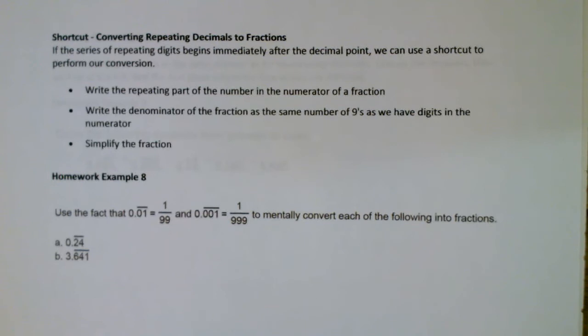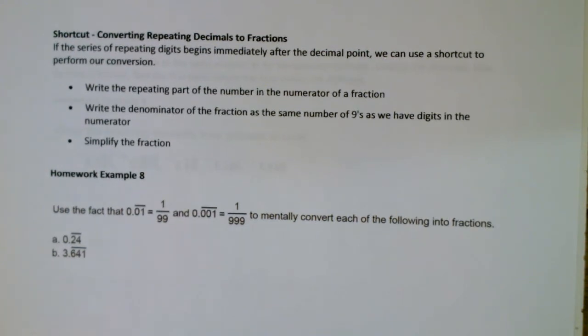Now, fortunately, there is another way of doing this without going through what I just did with that problem. If the series of repeating digits begins immediately after the decimal point, we can use a shortcut to perform our conversions. Here we write the repeating part of the number in the numerator of that fraction. And then next we write the denominator of the fraction as the same number of nines as we have digits in the numerator. And then we simplify the fraction, like in this case here.